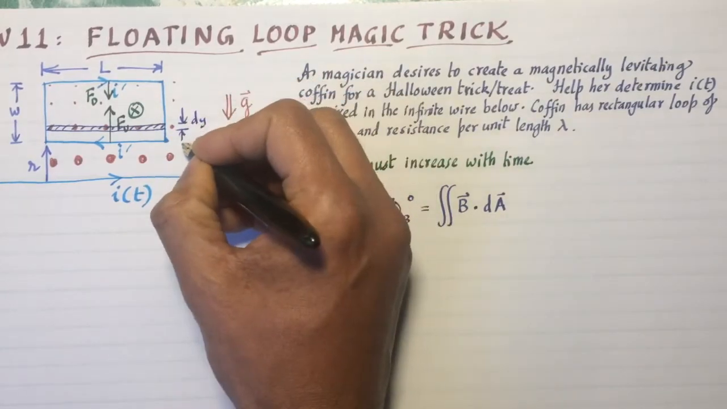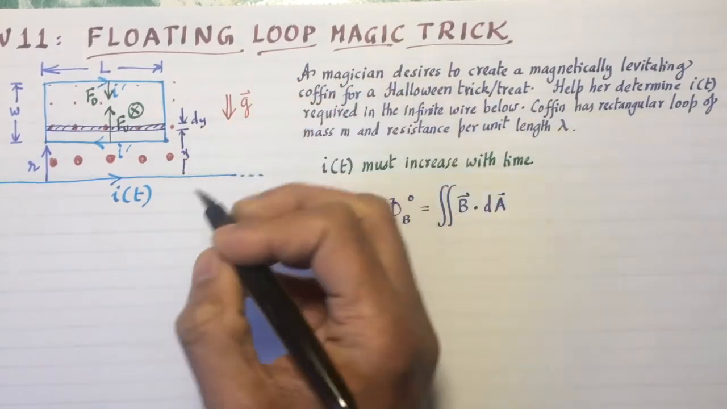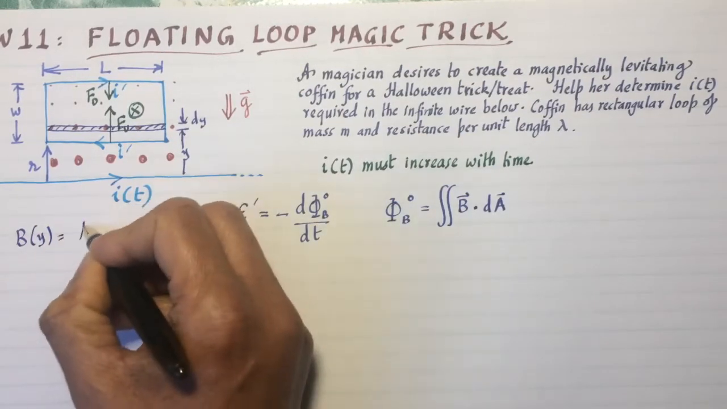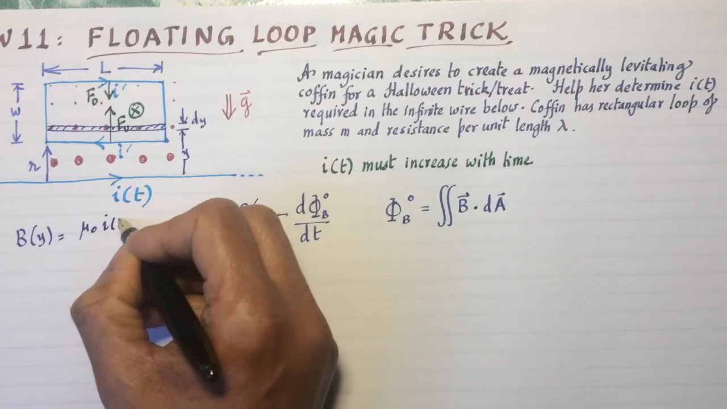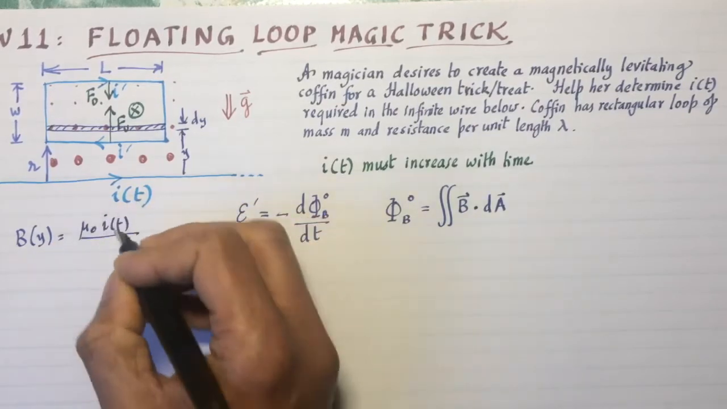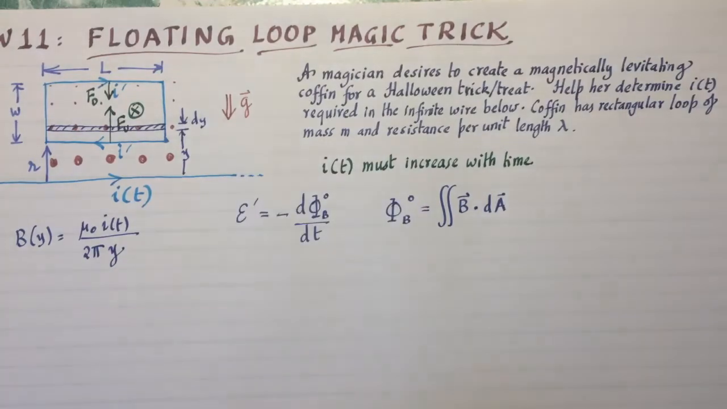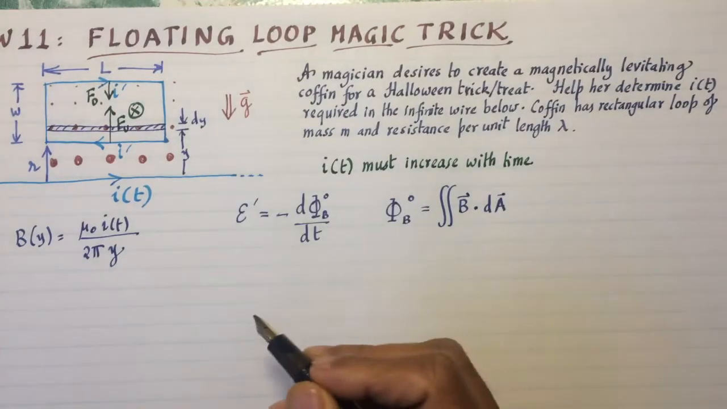Let's take the strip to be some distance y away from the wire. The magnetic field of an infinite wire is B of y equals mu naught I of t, that's the current here, divided by 2 pi y, y being the distance from the wire. So we have all the expressions that we need.